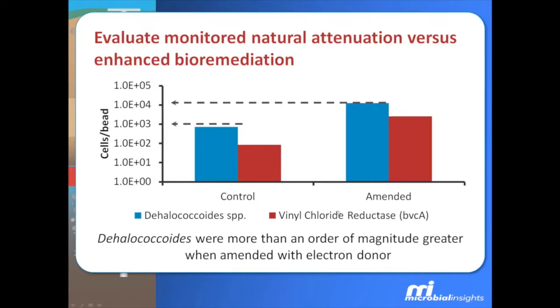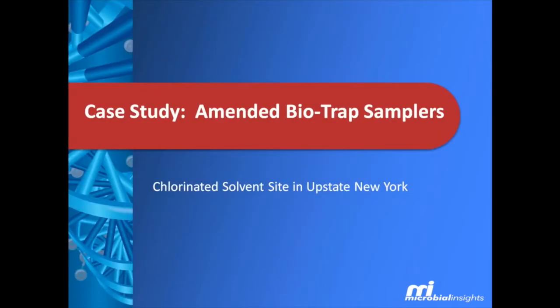So these types of results would indicate then that this remediation amendment should have a positive effect both on the growth of Dehalococcoides and at the same time reductive dehalogenation, if it is made available to that in situ population. To further illustrate this, I'd like to give you a case study now.